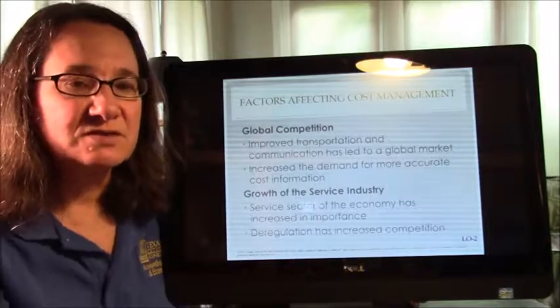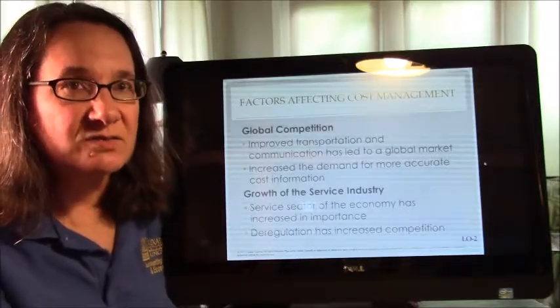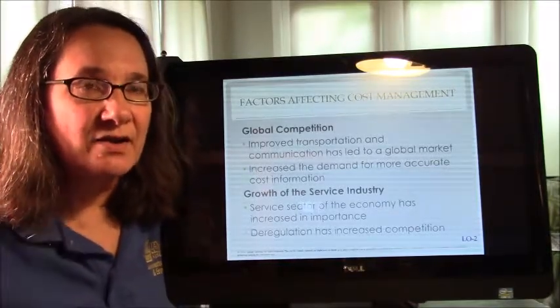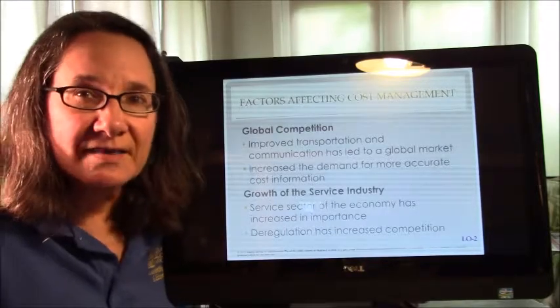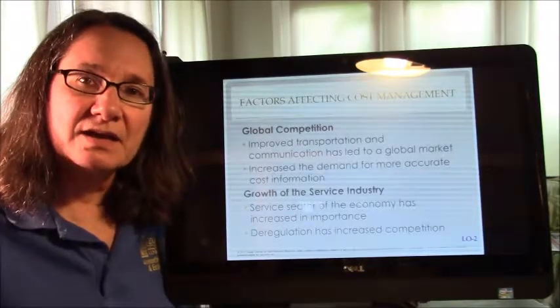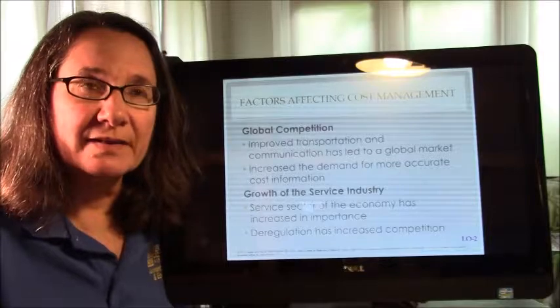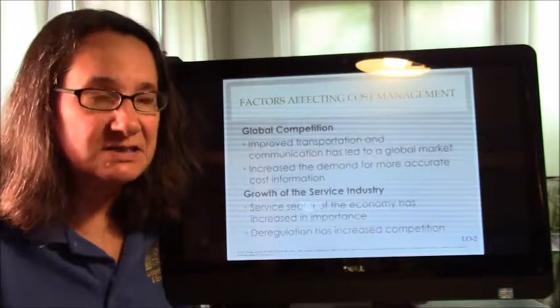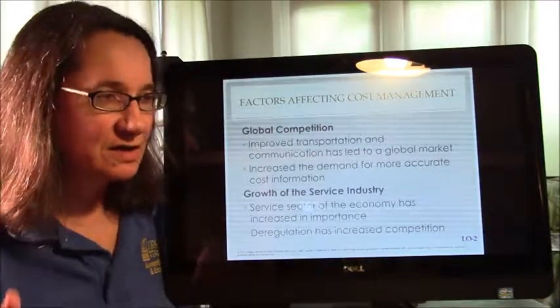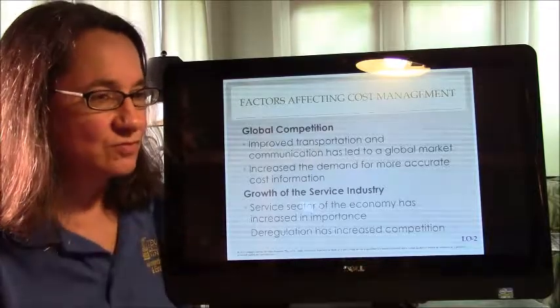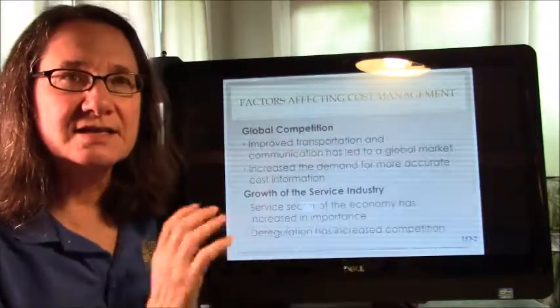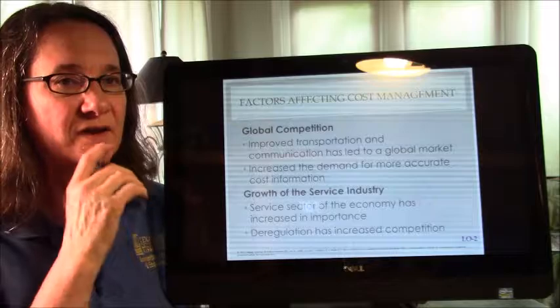So a lot of factors. A lot of these factors we talk about are important to keep in the back of your head. Certainly, I think if you sit for the CPA exam, knowledge of these is going to come up in the BEC section of the exam. So understand global competition, growth of service industry. These affect how we do cost accounting.